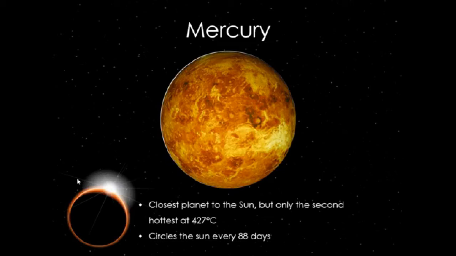Now, Mercury being the closest planet to the sun, it also has the shortest year, the year being the amount of time it takes for a planet to orbit the sun fully. Mercury circles the sun every 88 days. So once every 3 months or so, Mercury is able to orbit the sun.